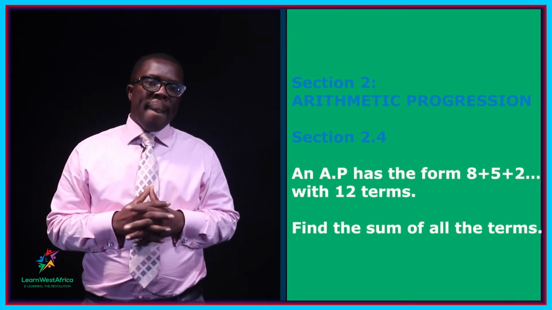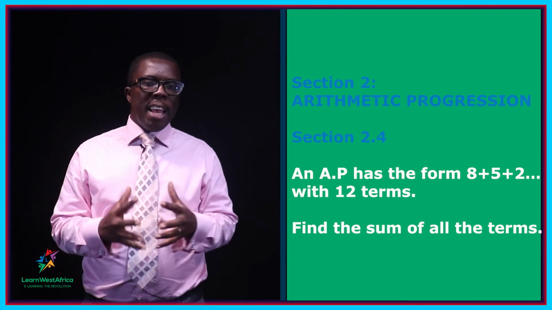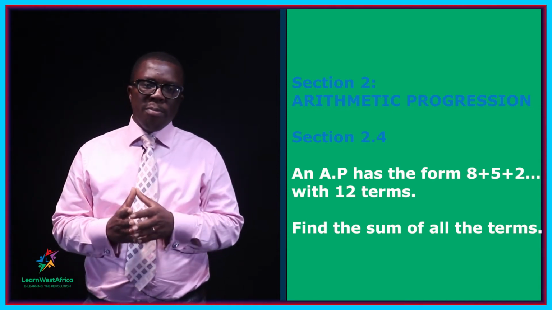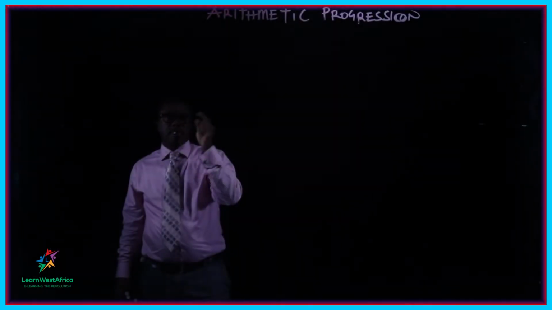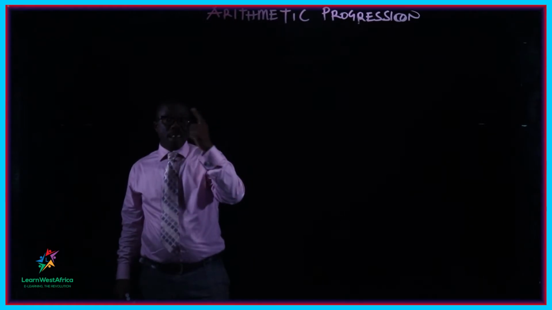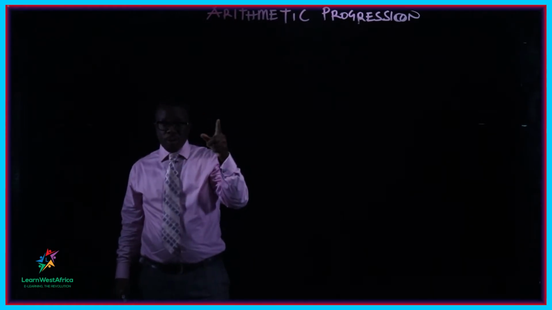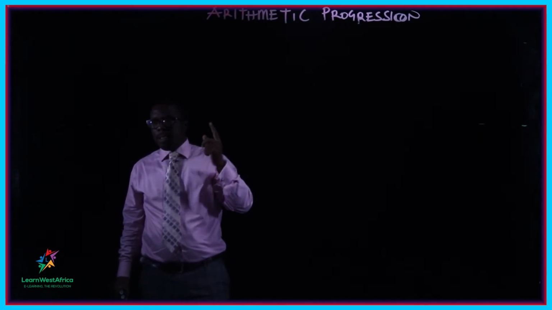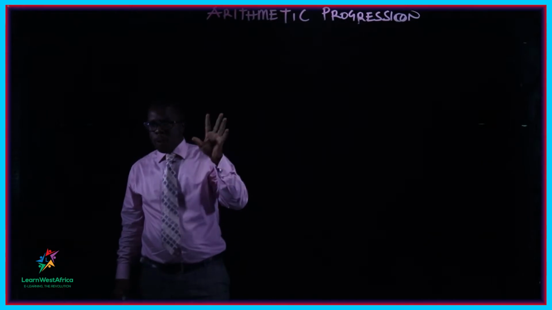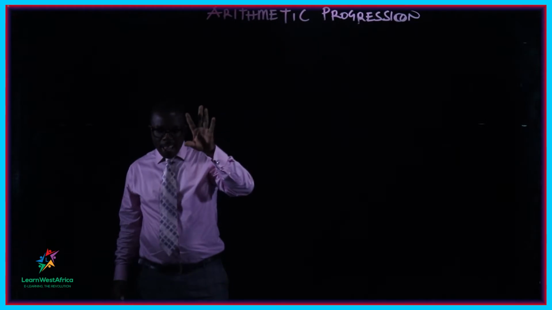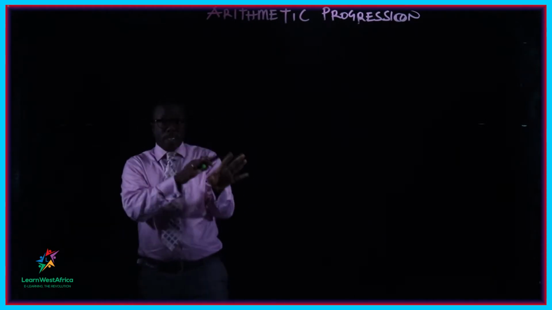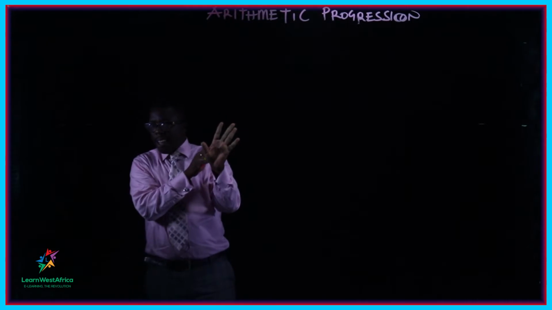Question 1. An AP has the form 8 plus 5 plus 2 with 12 terms. Find the sum of all the terms. This part of the problem has the situation where we have to work with the sum of terms. When you see the problem, that is the implication, because it says that an AP is given and it has terms, and we want to find the sum of all the terms there. That's what this question is asking us to do.